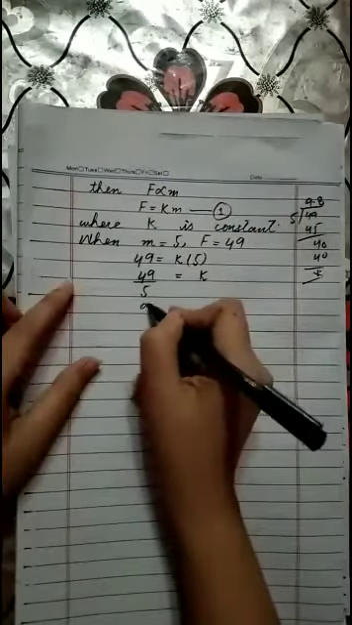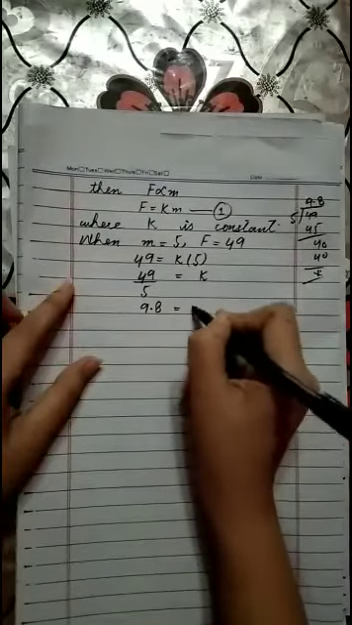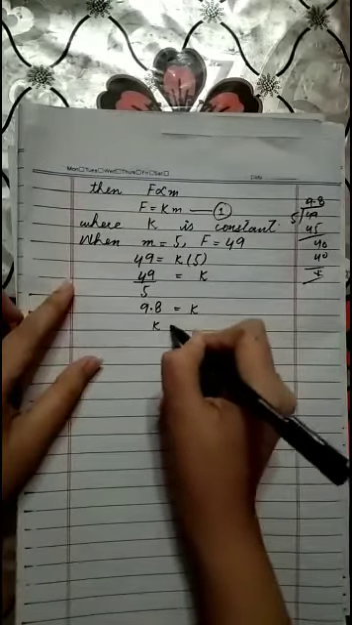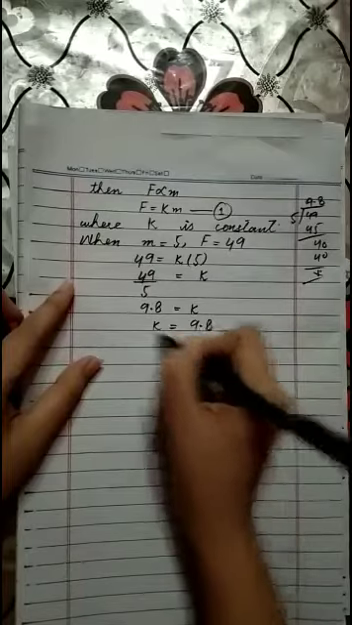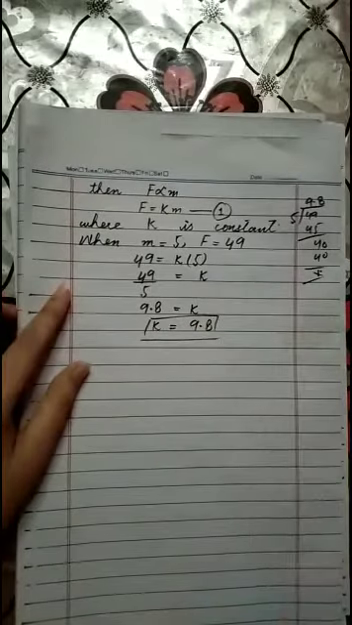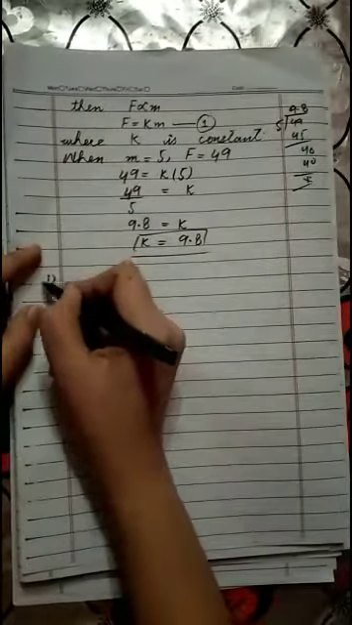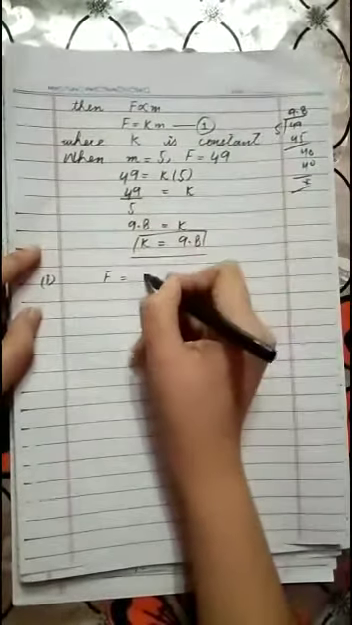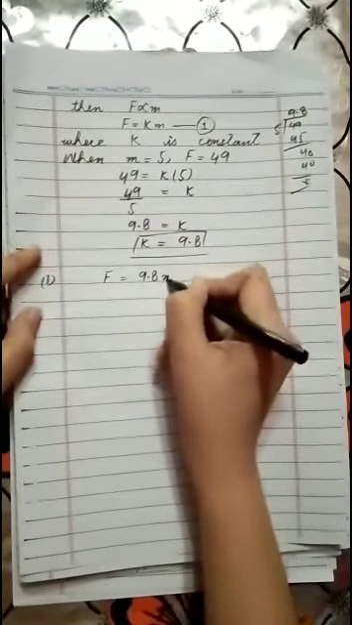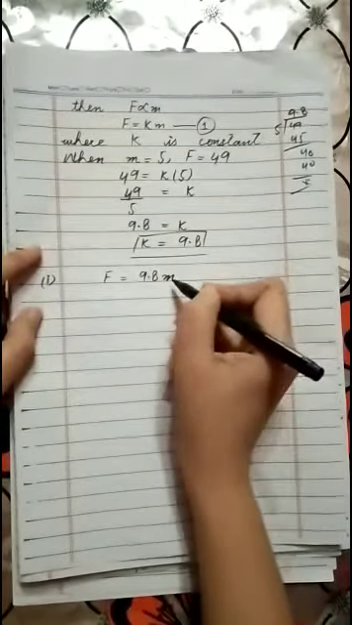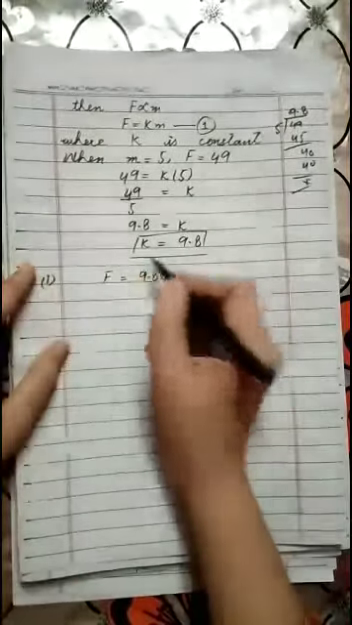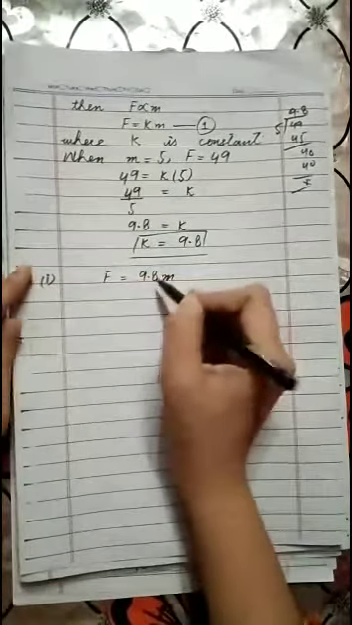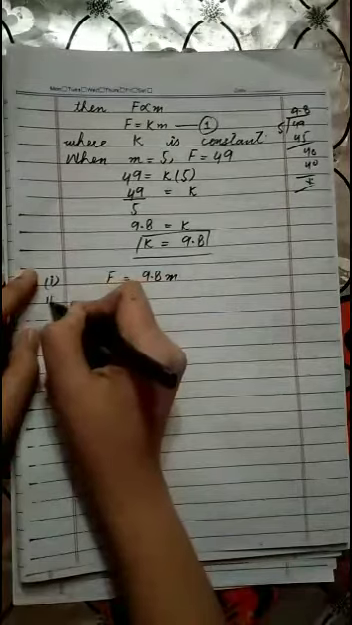That is 9.8. K value we have found, that is 9.8. Okay, as in part 1 they have given us find an equation connecting F and M, so we will place values here. F is equal to, what is the value of K, that is 9.8 M. It's first part. We have found the equation connecting F and M by placing the value of K. Now move ahead, part 2.